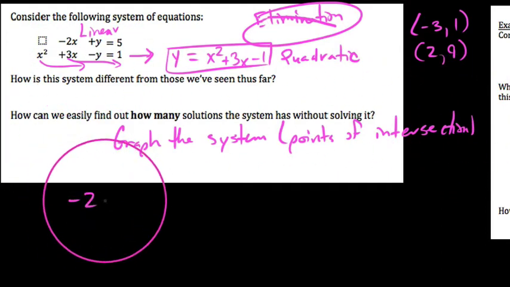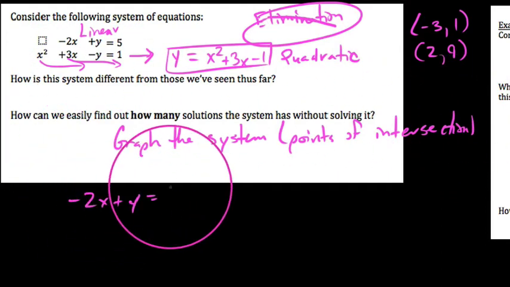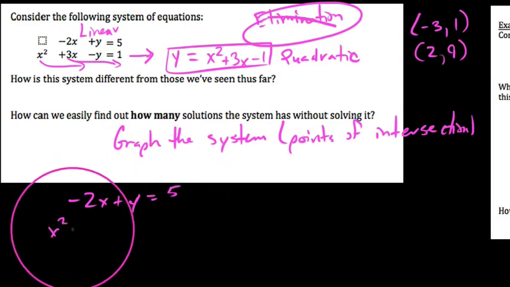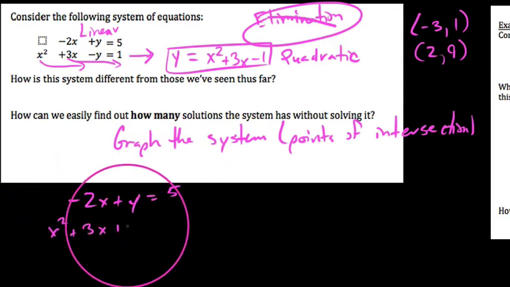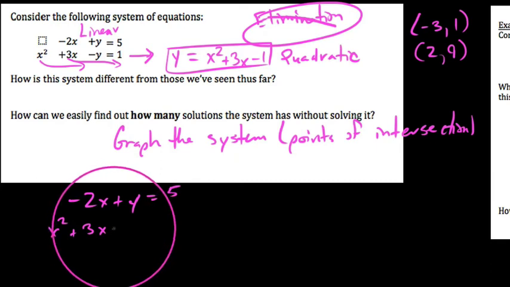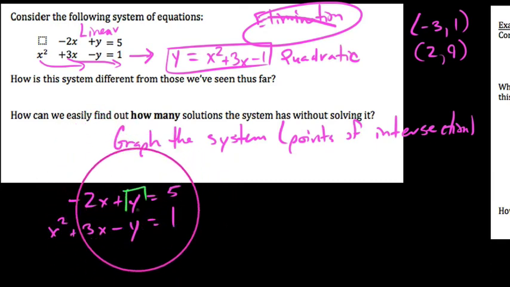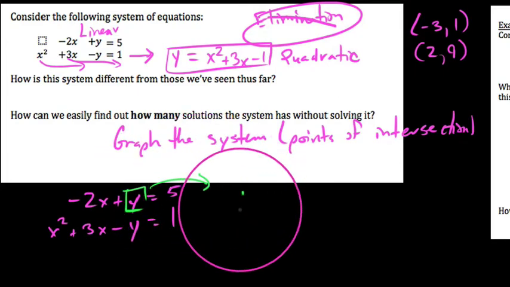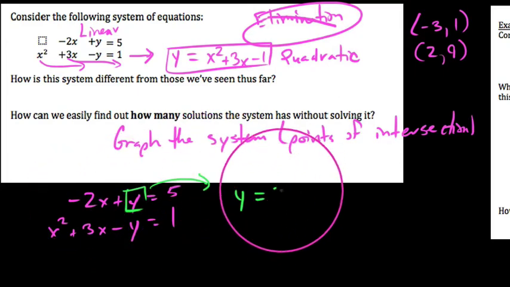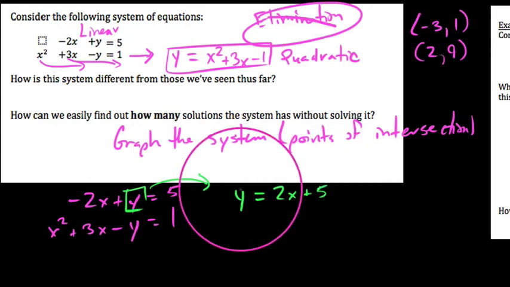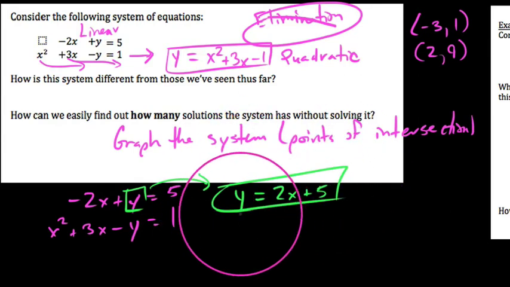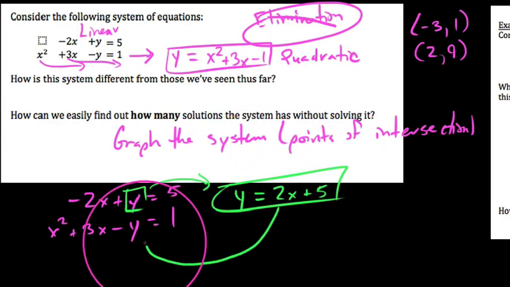Well, without further ado, we're going to use the substitution method here. And so we have this system here, negative 2x plus y equals 5, and x squared plus 3x minus y equals 1. Let's go ahead and solve for one of these variables in one of these equations. Actually, the one I'm going to solve for up here is y. So we say y equals, when I move the 2x that was negative, it becomes positive. I get this slope-intercept form of this line right here. And what we're going to do is substitute that back down in here.